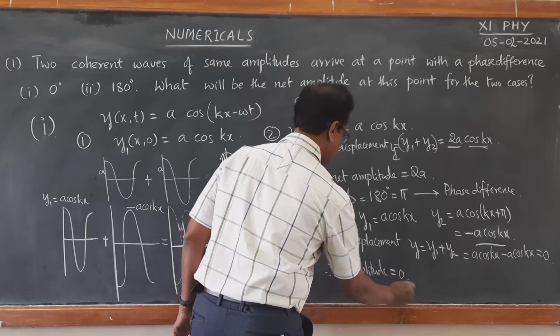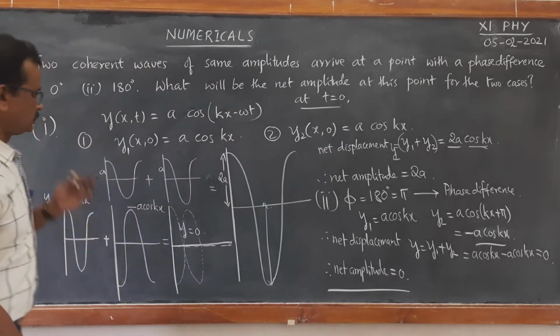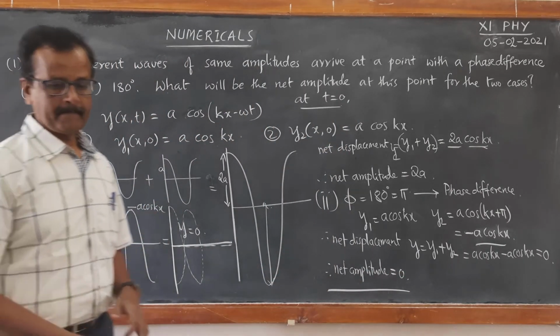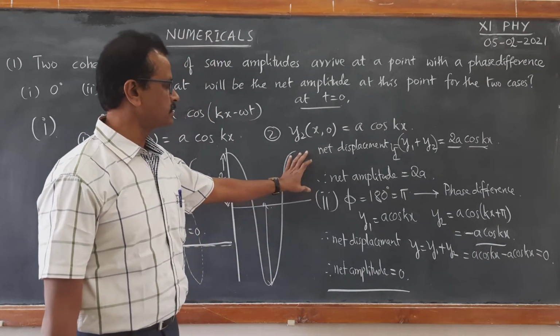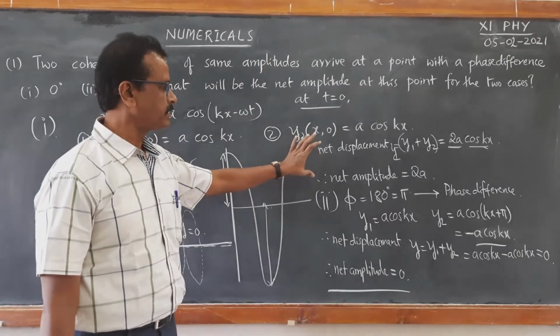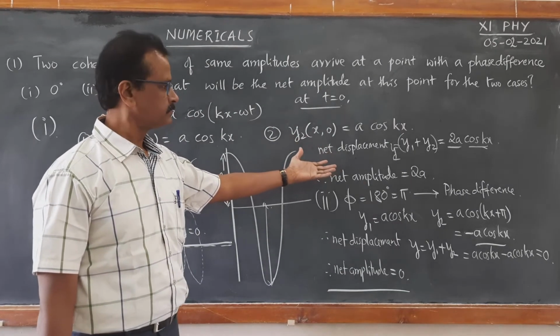Net amplitude is 0. This is how we find out. I think this is clear, right? So, in the first case, such an interference is called constructive interference, where the amplitude is doubled.